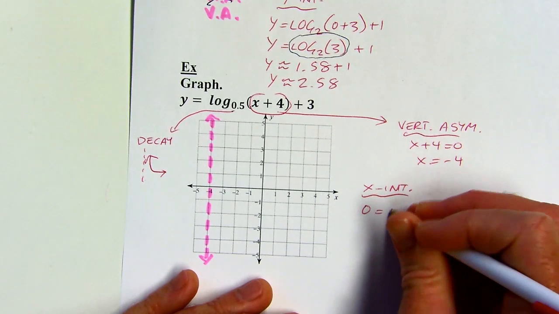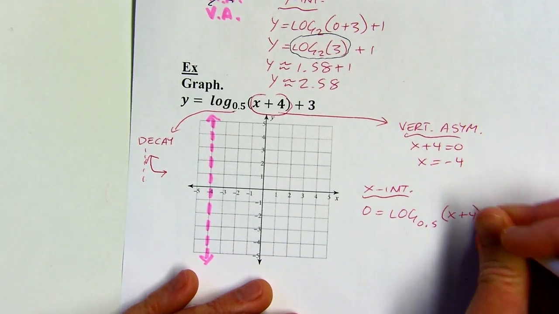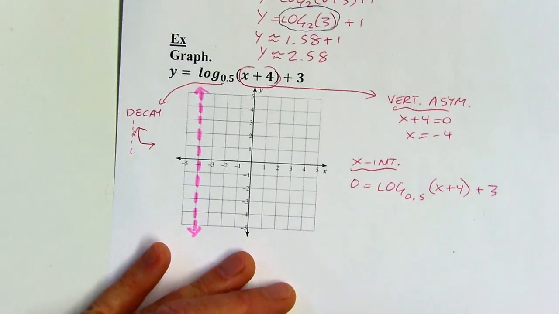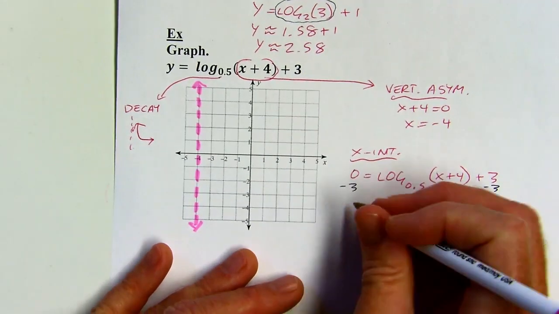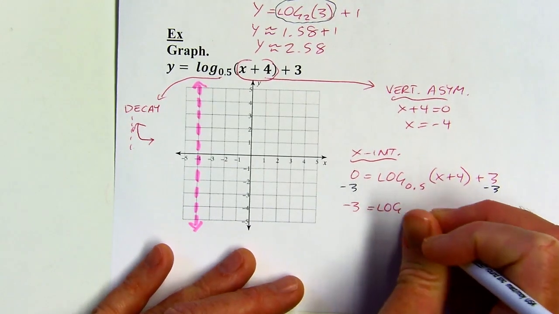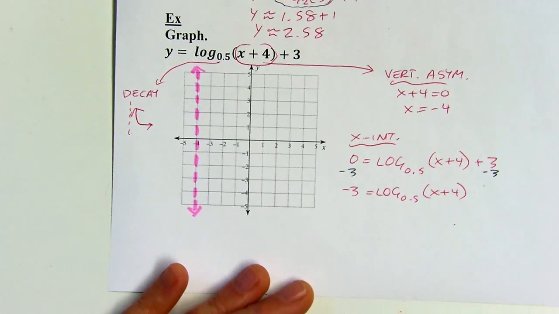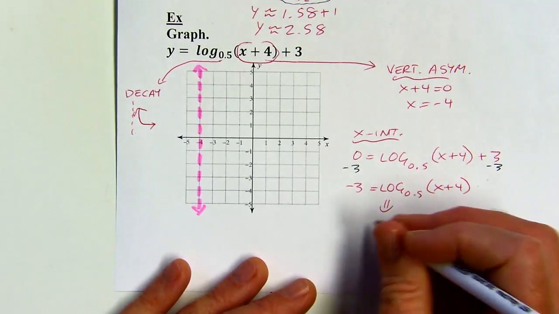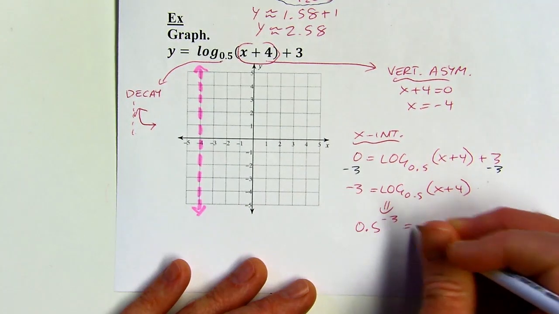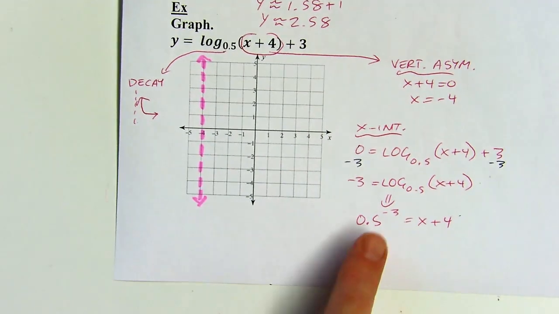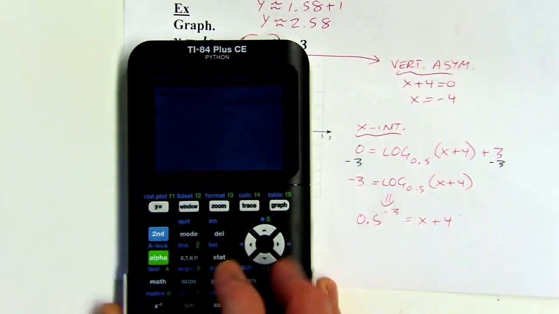So plugging in 0 for y. I'm going to solve this for x, so I'll start by subtracting 3 from both sides. Okay, and then I'm going to have to put this in exponential form. That's my only option now. So base is 0.5. I'm going to be raising that to the negative third, and this all equals x plus 4. Okay, I'm going to put this into my calculator, and after I get a decimal there, then I'll subtract 4 from both sides. So let's see.